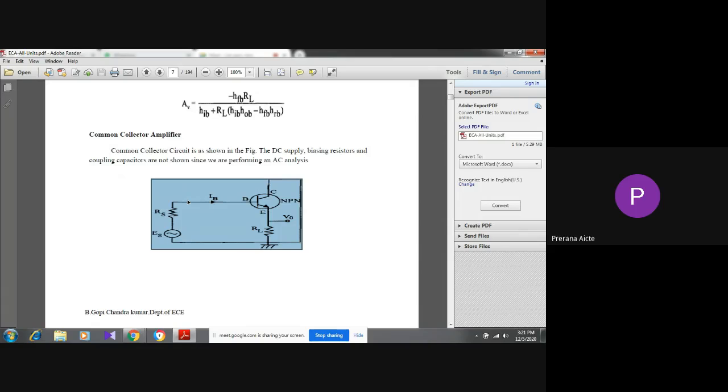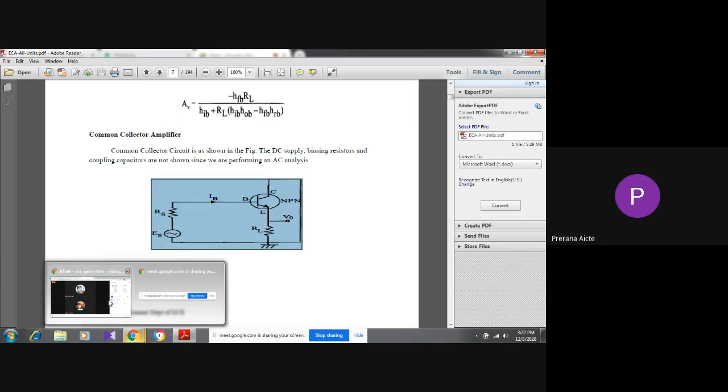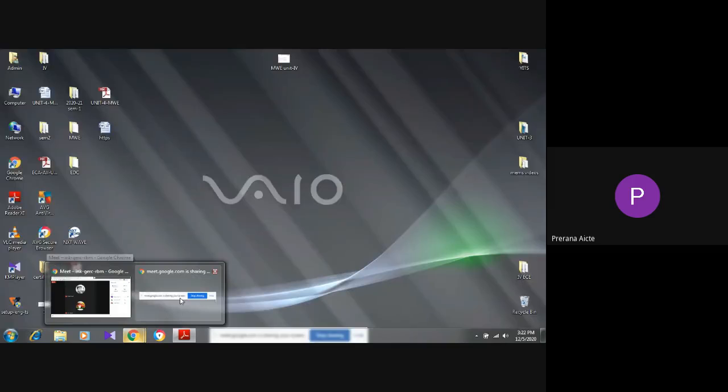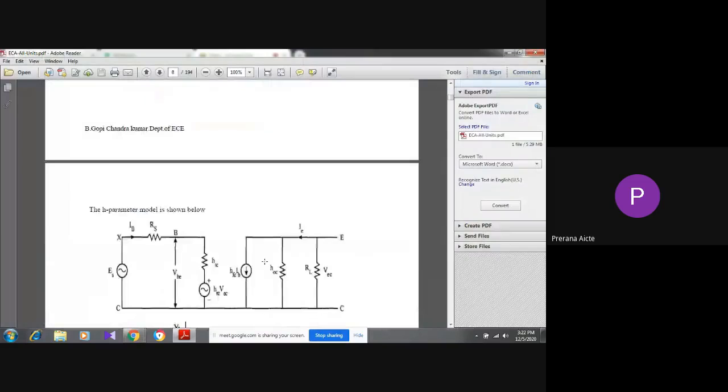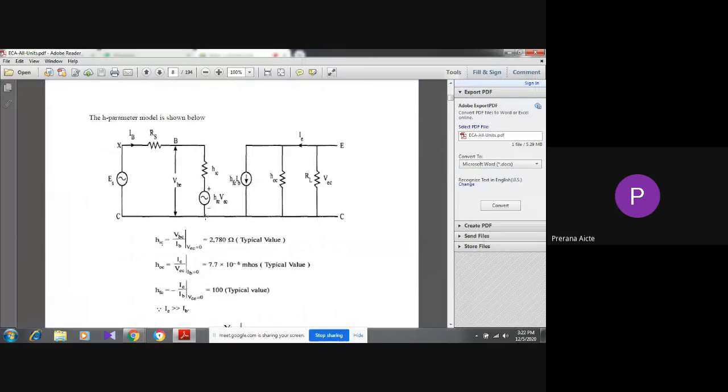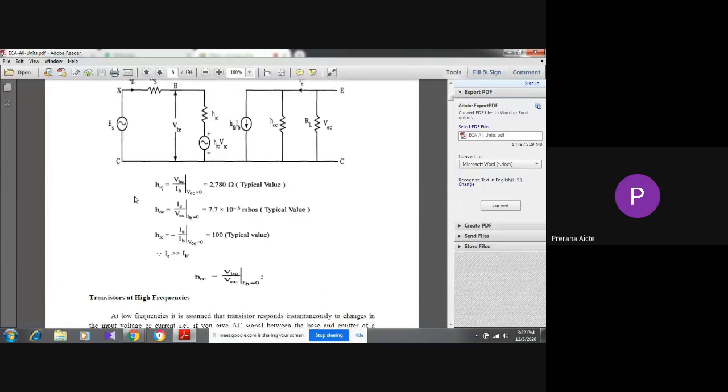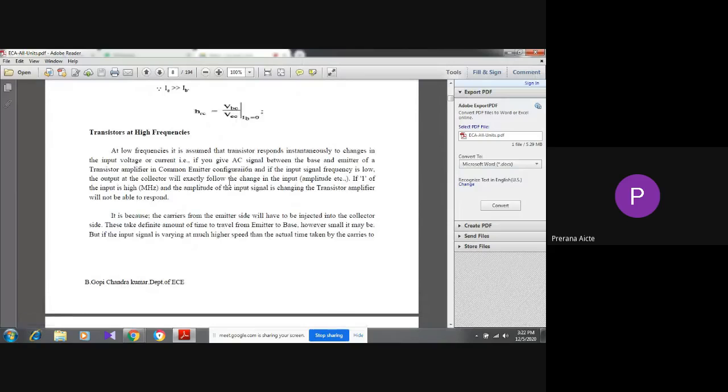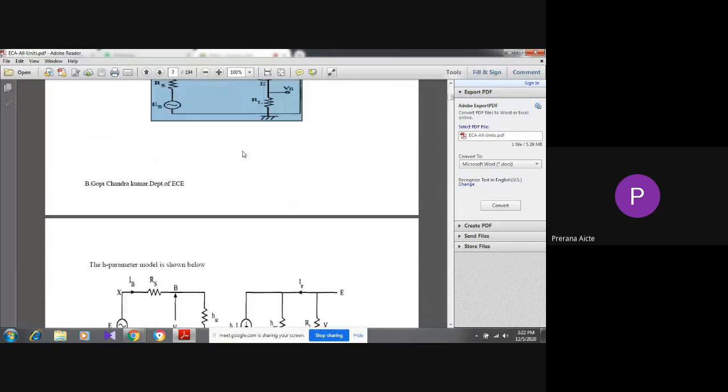Okay, the gain value is approximately 1. That's why the CC amplifier is also called emitter follower, or unity gain amplifier. And this is the equivalent model of the CC amplifier. Now, up to now we have discussed the small signal low frequency case.